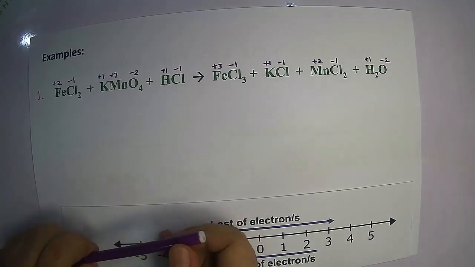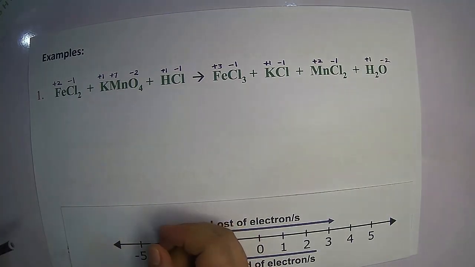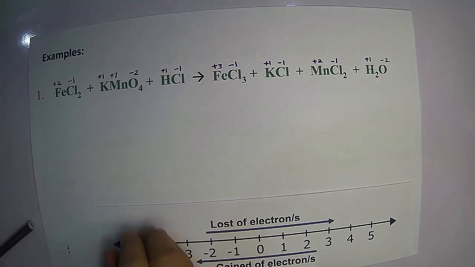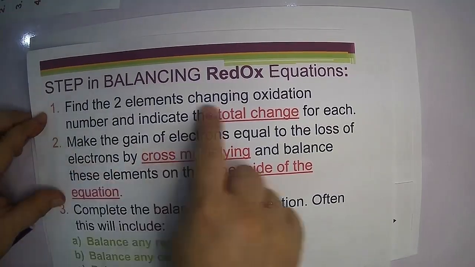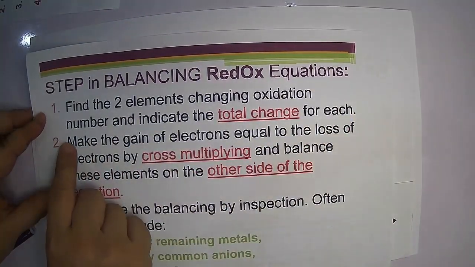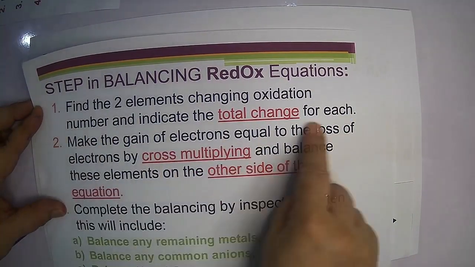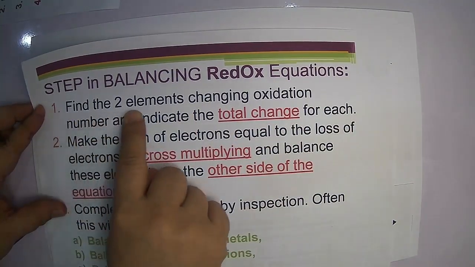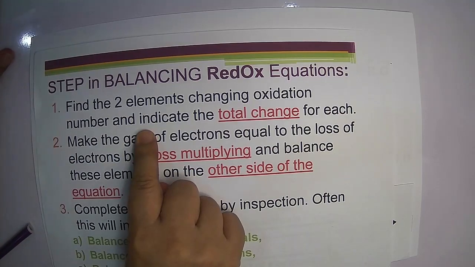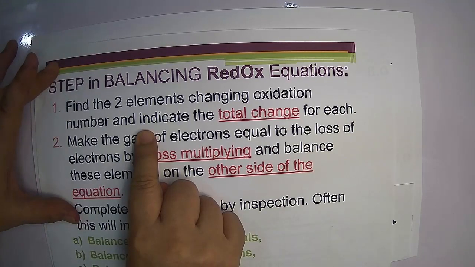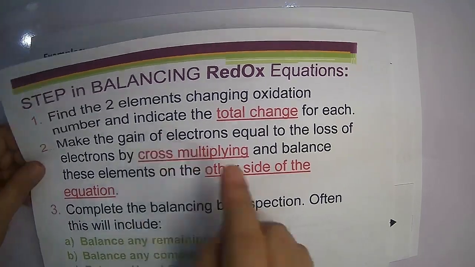Then the next step, we identify the 2 elements. We are still on the first step. To carry out the first step, we should apply the skill that you have learned in assigning oxidation number. Now, we will find the 2 elements that change their oxidation number, and we will indicate the total change for each element.